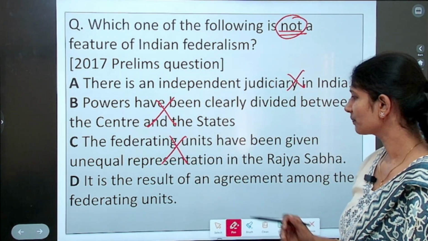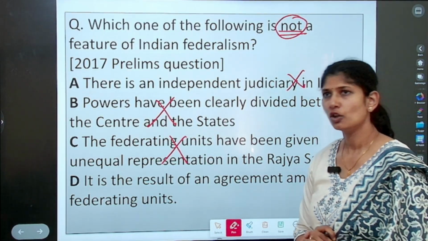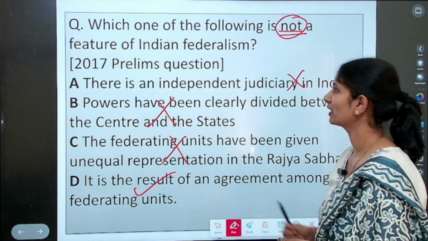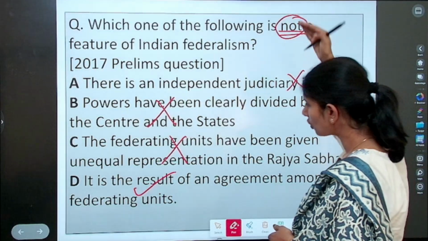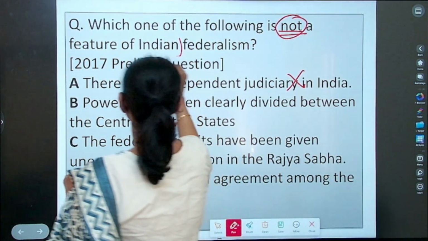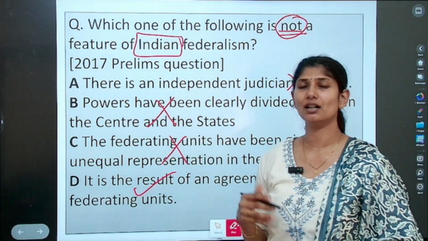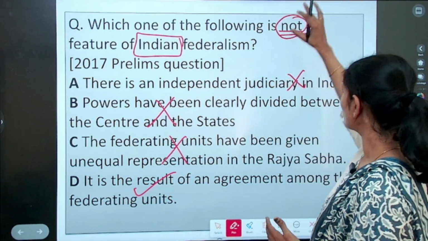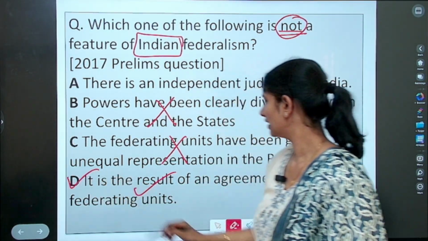Last option: it is the result of an agreement among the federating units. No, this was not a result of agreement among the federating units. And also, the key word here is "which is not the feature of federalism." Again, which federalism? Indian federalism. Indian federalism was not a federation based on agreement among the states. So the keywords are both these. Understanding? So the correct option is D.